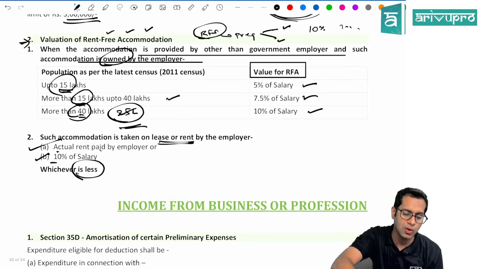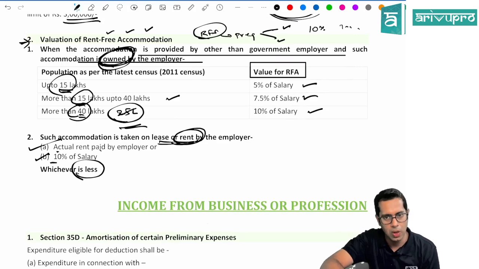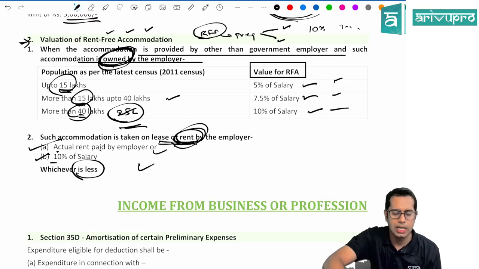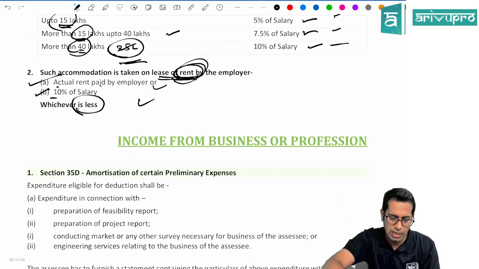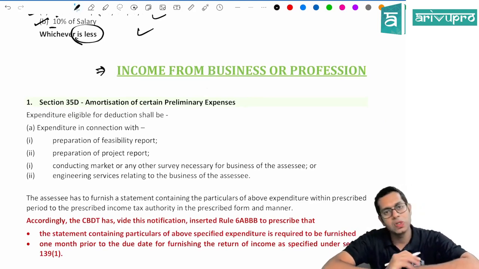So it depends on whether the property is owned or taken on rent by the employer. If it is owned, then this is the limit. If it is taken on rent, then 10% of salary or actual rent paid, whichever is less. Then under business income also there is some change.